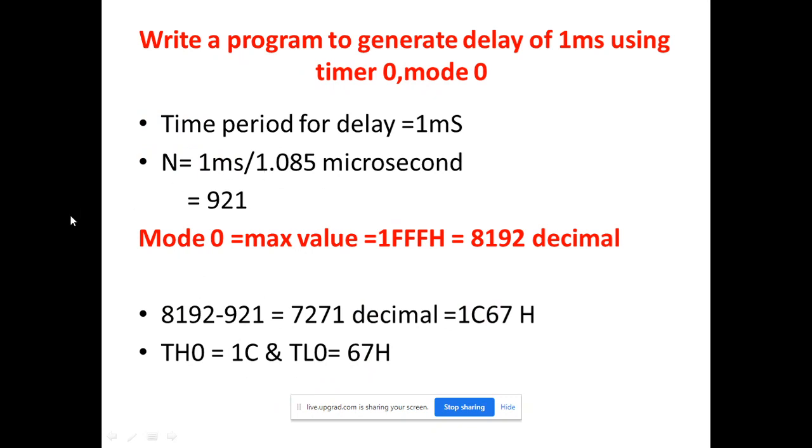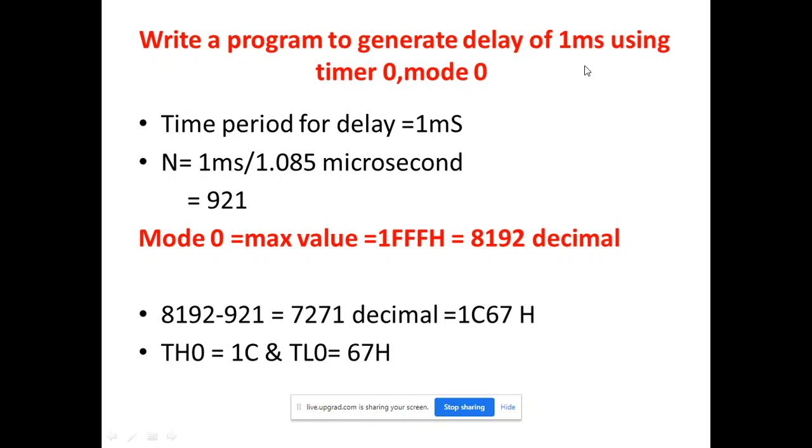Now in your assignment I have given the next question, that is write a program to generate a delay of 1 millisecond using timer 0 mode 0. Timer 0 mode 0. Mode 0 is how many bits? 13-bit mode. According to that you want to do the calculation. That is your next problem statement in the assignment. Okay, now we are just solving that as per the requirement.